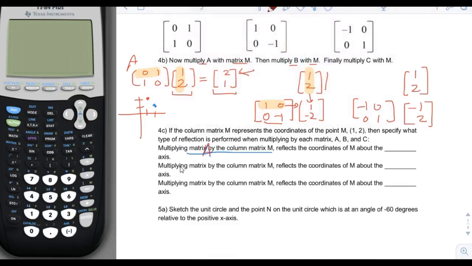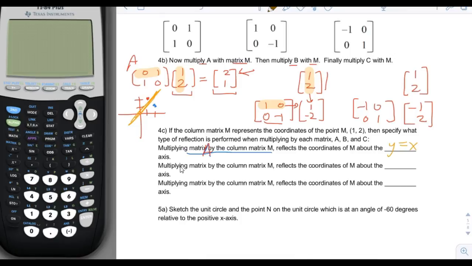Multiplying matrix A by column matrix M reflects the coordinates of M about, and then what axis are you multiplying, or are you rotating about, or reflecting about? And it would be this diagonal axis here. Do you remember what the equation for that line is? It's y equals x. Okay?